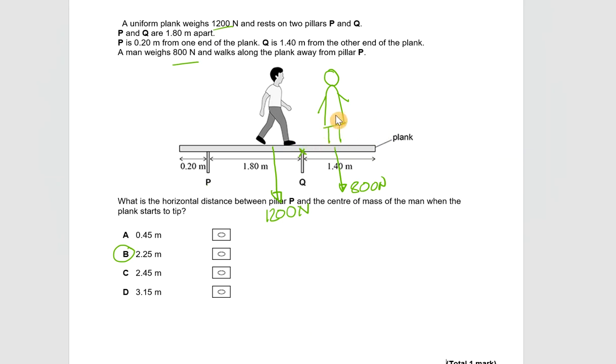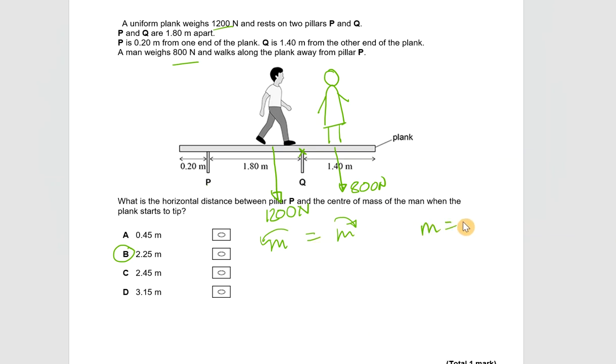Okay, so it's going to pivot when the moment caused by the man's weight, which is a clockwise moment, is equal to the moment, the anti-clockwise moment caused by the weight of the plank. So I can say the anti-clockwise moment is going to equal the clockwise moment when that pivoting starts to happen.